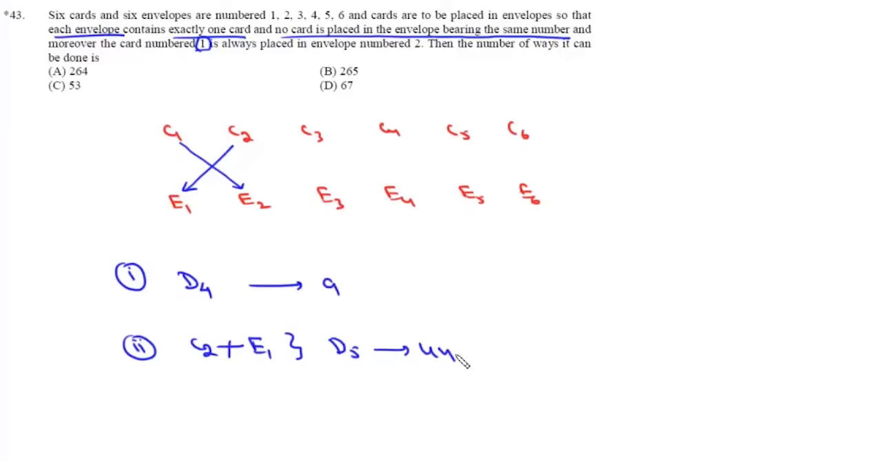Now we have 2 cases. Case 1, when card number 2 is placed in E1, then in that case it is equal to D4, which is derangement of 4 objects. The second case is when C2 doesn't go to E1. Then it is nothing but derangement of 5 objects, so it will be D5. Now D4 is 9 and D5 is 44. So 9 plus 44 is simply 53, and that's your option C.